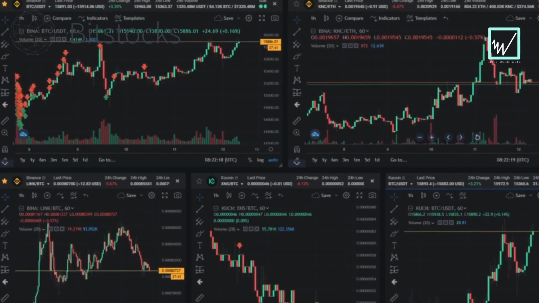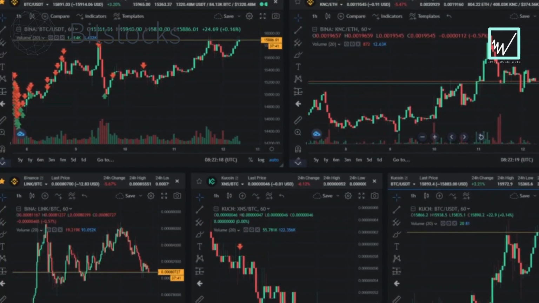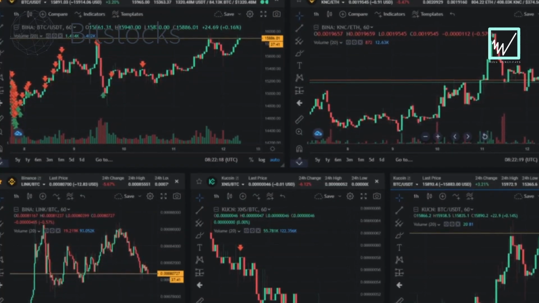So, now you have set up your chart, you have chosen your colors, your indicators, your fonts and sizes, and they all suit your taste.